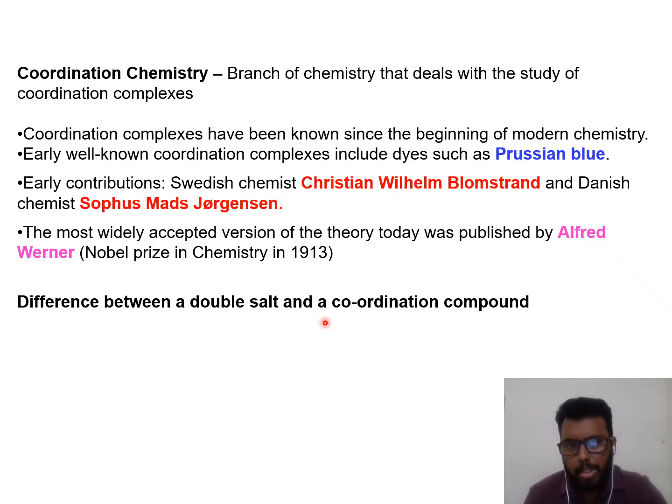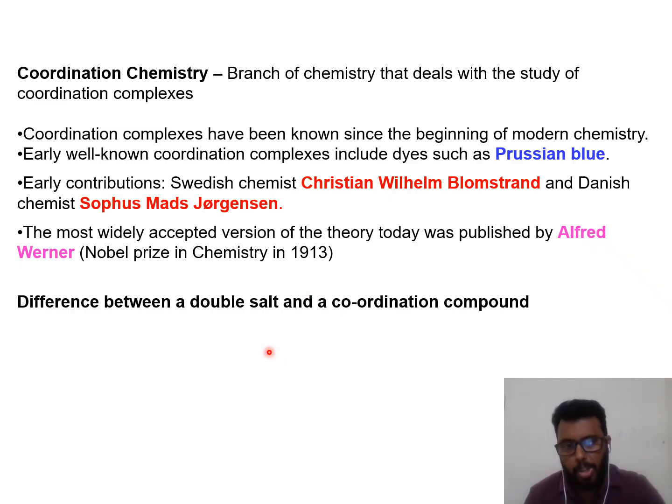The early contributions to the field were from Swedish chemist Christian Wilhelm Blomstrand and Danish chemist Sophus Mads Jørgensen. The most widely accepted version of the theory today was published by Alfred Werner. He won the Nobel Prize in Chemistry in 1933.